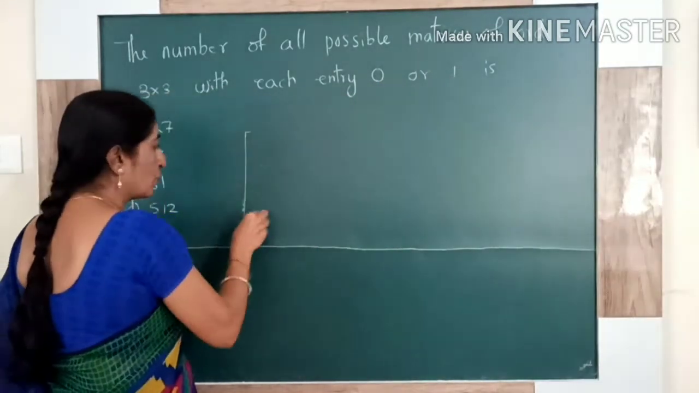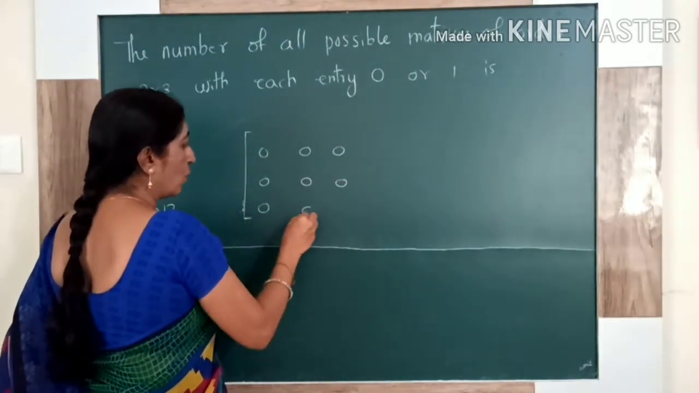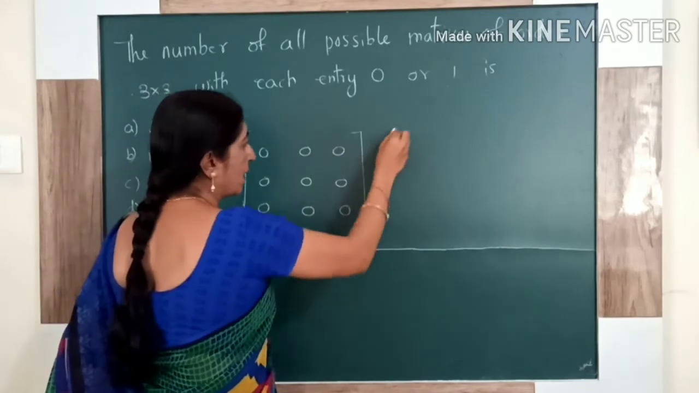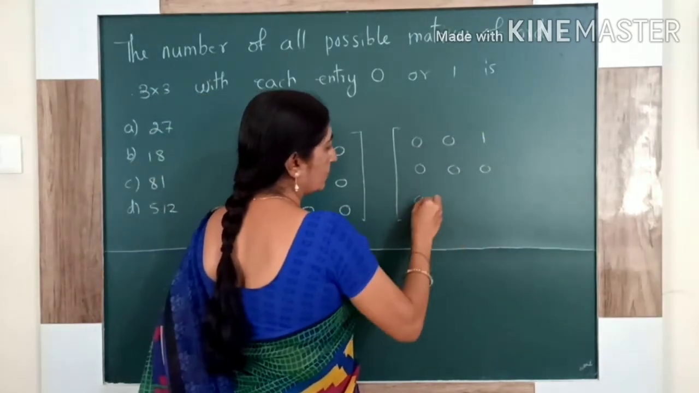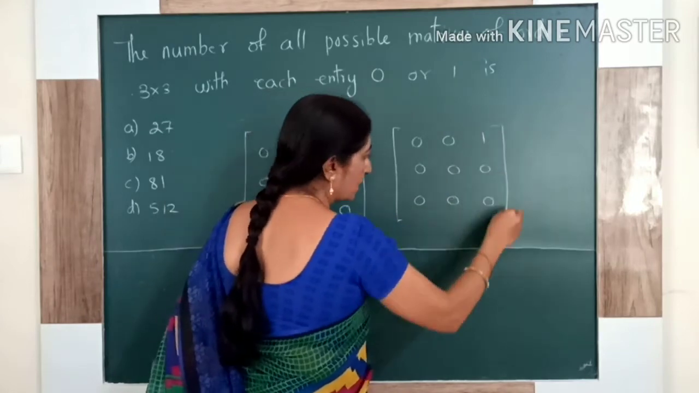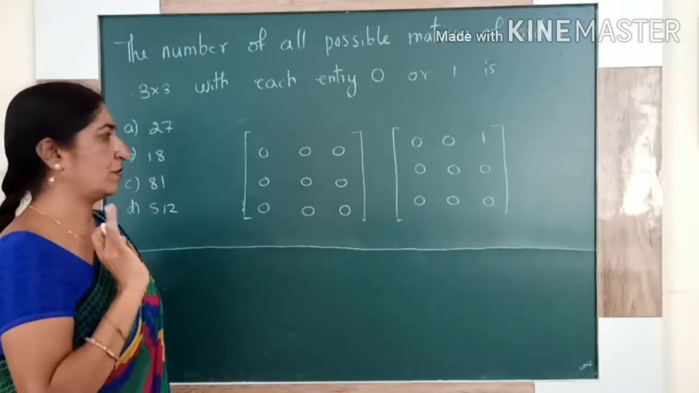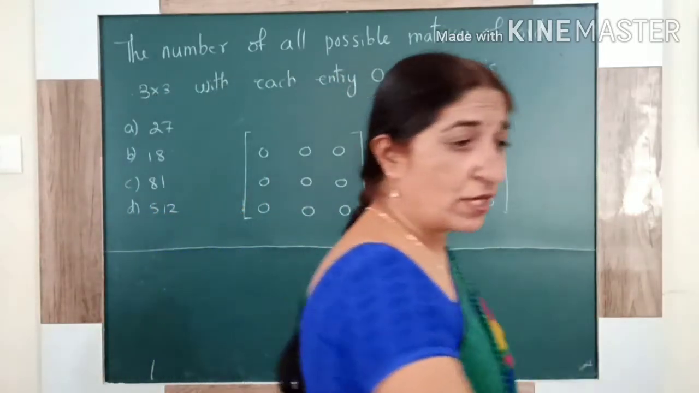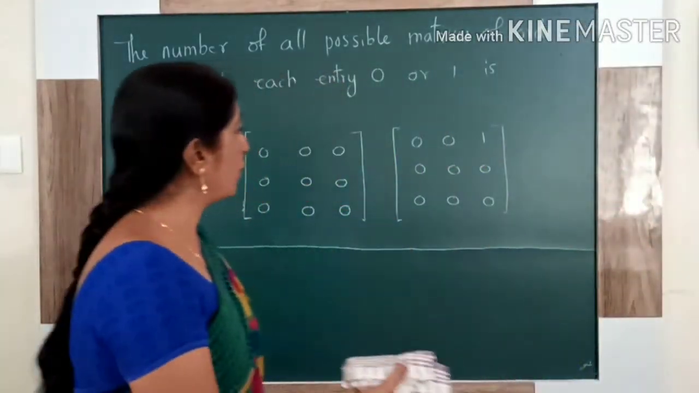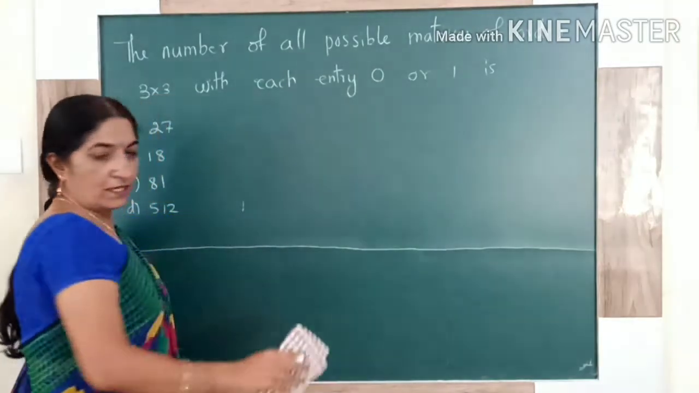For example, you can write a matrix like this. It may be 0 or 1, or you can write like this. Here you should write either only 0, or only 1, or both. How many matrices? You cannot make a list of all the matrices like this. So for that, one trick is there.